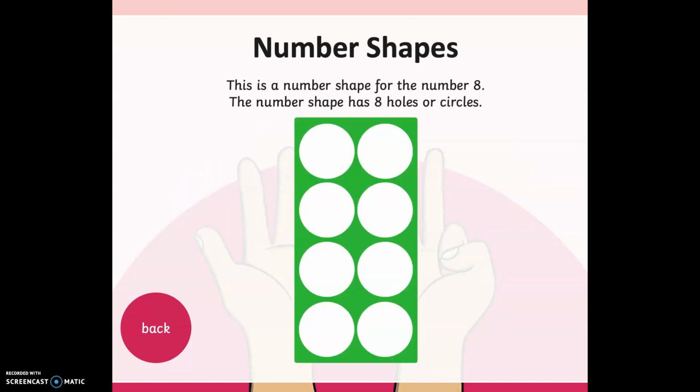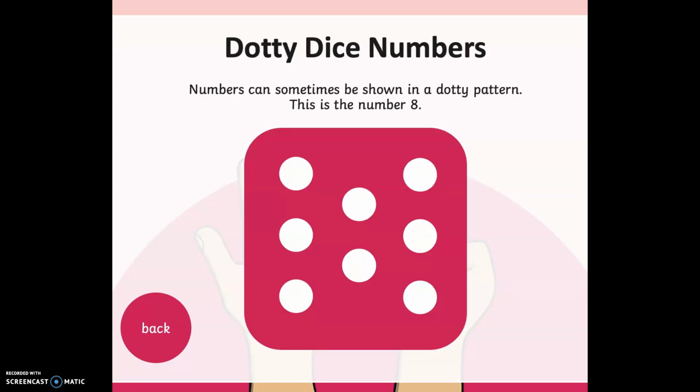This is the number shape for 8. This is the number shape using Numicon. Some of us use Numicon in school. It has 8 holes or circles. Sometimes it can be shown in a dotted pattern. This is the number 8 using dots.